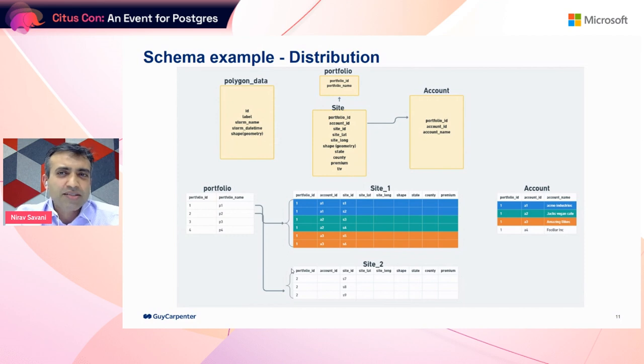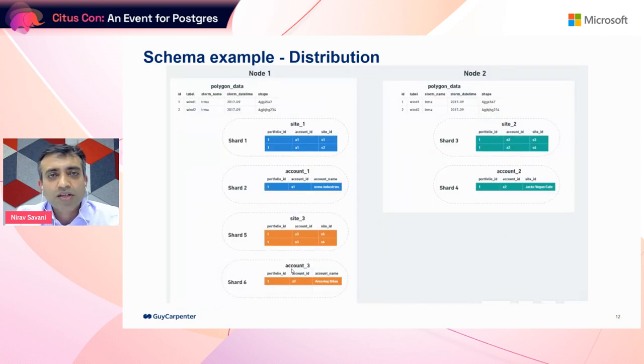Account ID is really a common key which we have in all our large tables. Site really represents a policy location, like the address of a property which is being underwritten. And account is the name of that end client, the end customer of the insurance company. They could have an account with, let's say, Acme Industries or X Vegan Cafe. Here you can see the Acme Industry account and all its locations shaded in blue. If we distribute by account, it makes sure that all the data in site and account for that account is in co-located shards.